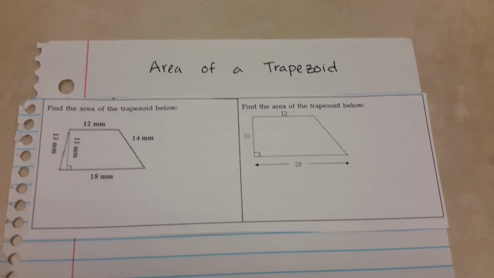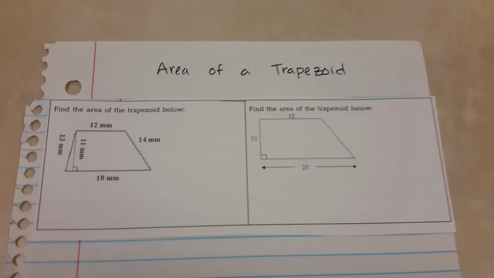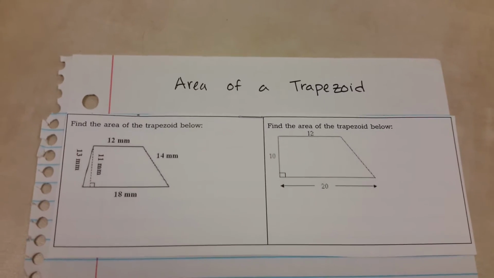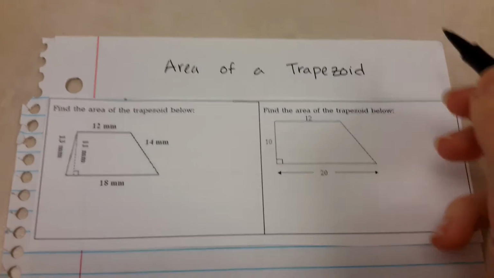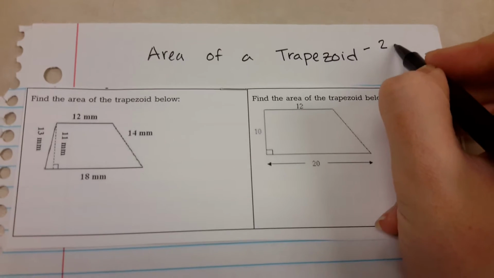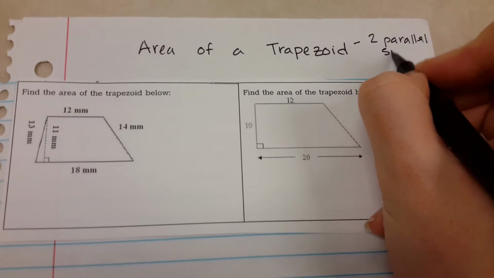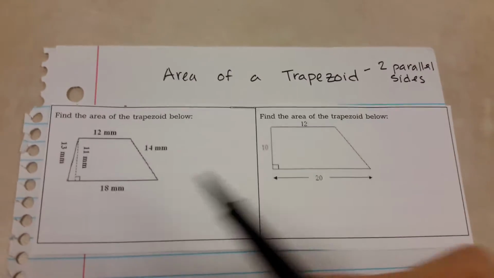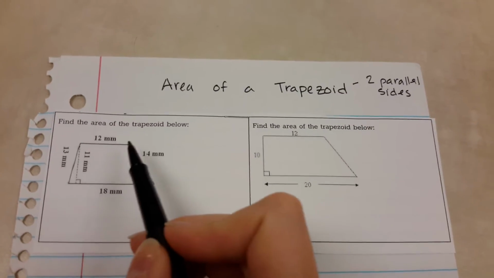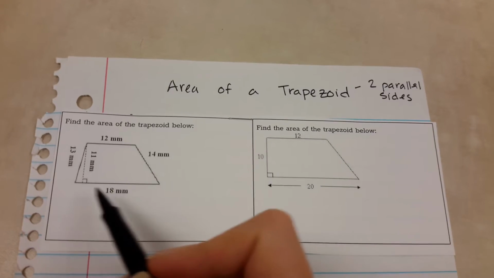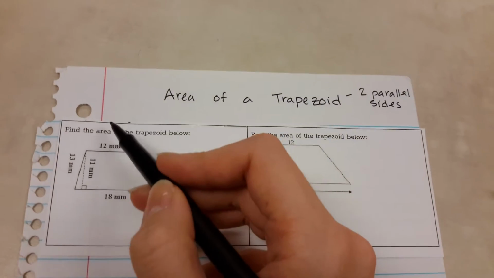Hi class, today we're going to be working on area of a trapezoid. A trapezoid is a shape that has two parallel sides. These are examples of trapezoids. So this top side and the bottom side are parallel, but the other sides are not.